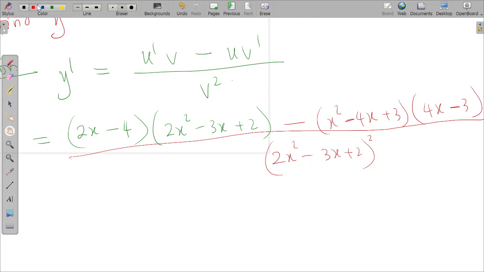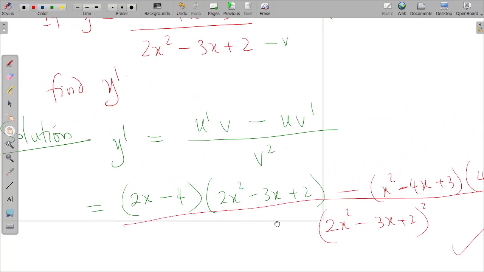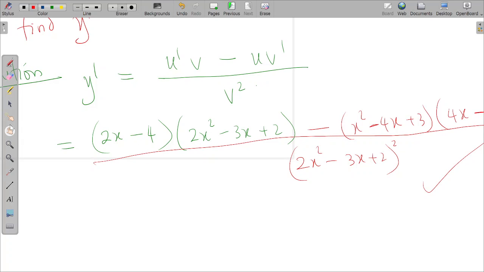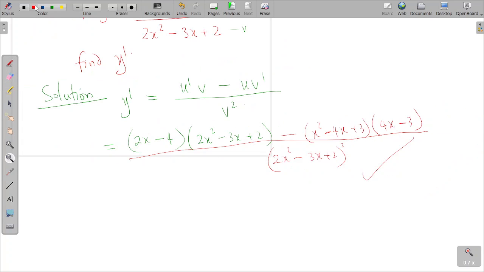If you are asked to simplify, then you can simply multiply out, take together the common terms and then simplify it. But if you are not asked to simplify, just leave your answer the way it is. That is fine. Ensure that you understand.